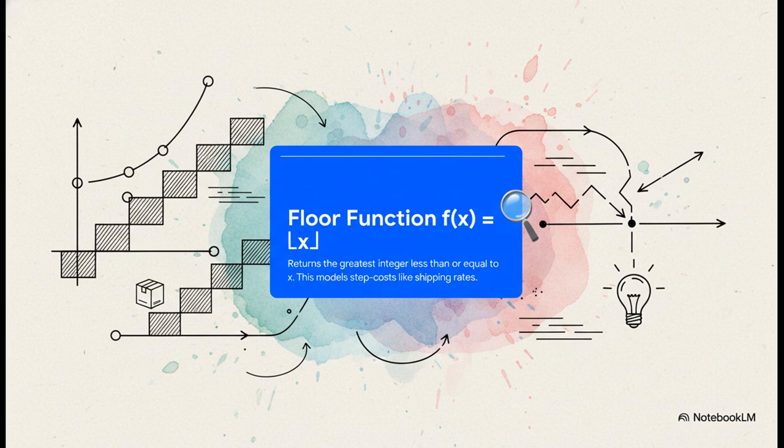That's it. So the floor of 2.1 is 2. The floor of 2.9 is also 2. It only becomes 3 when you hit exactly 3. On a graph, this creates a cool pattern that looks just like a staircase.